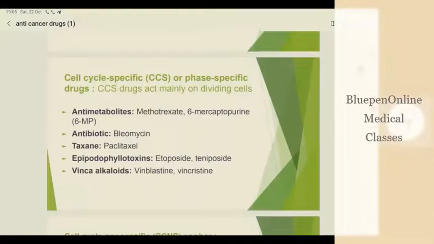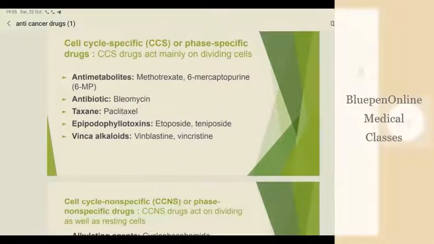We divide drugs into two: cell cycle specific or cell cycle non-specific. Cell cycle specific or phase specific drugs act mainly on dividing cells. These are antimetabolites, antibiotics, taxane, epipodophyllotoxins, and Vinca alkaloids. We'll go through each of these one by one.